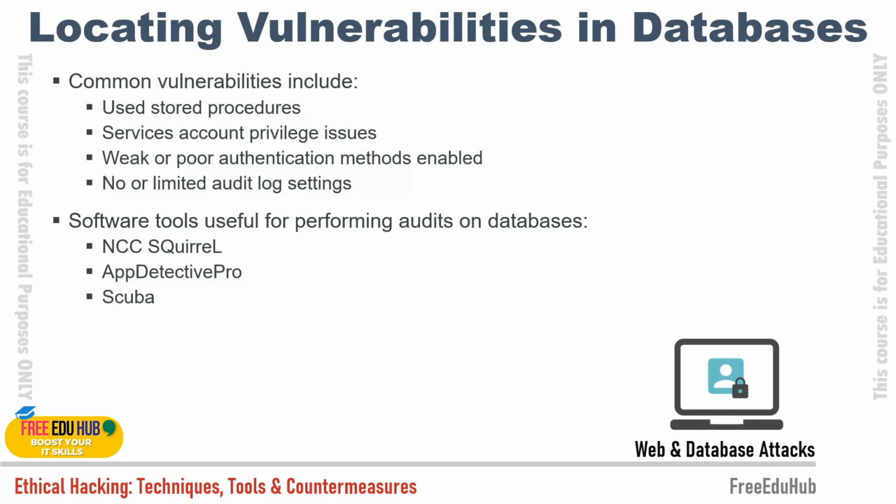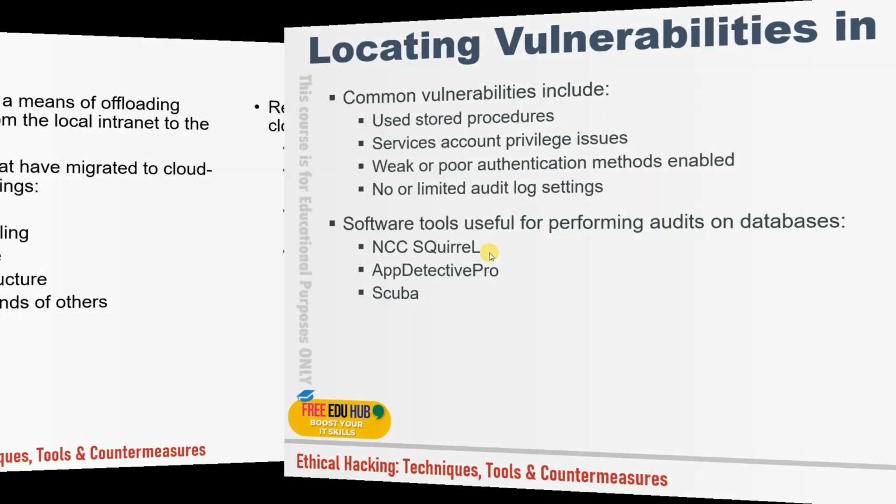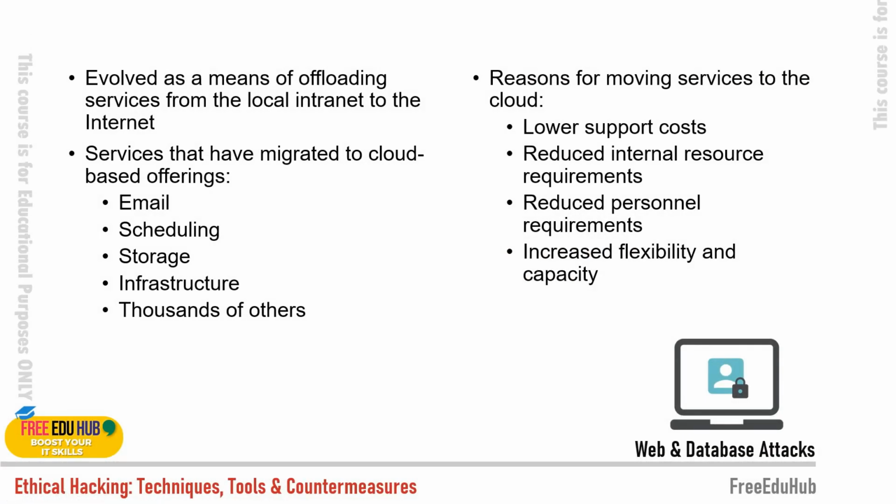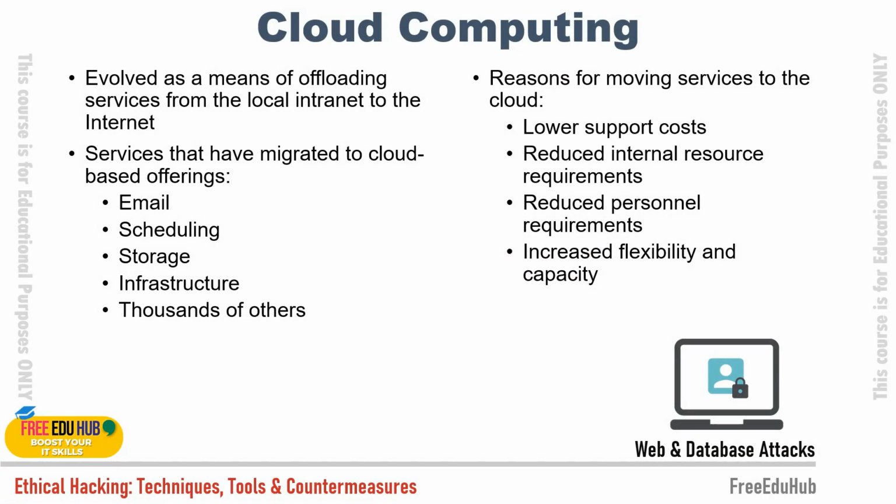And now we'll be looking at cloud computing. It evolved as a means of offloading services from the local intranet to the internet, with services that have migrated to the cloud based on earnings. For example, if we are using email, scheduling, storage, infrastructure, and thousands of other services in the cloud, we are using part of the services which are hosted in the cloud.